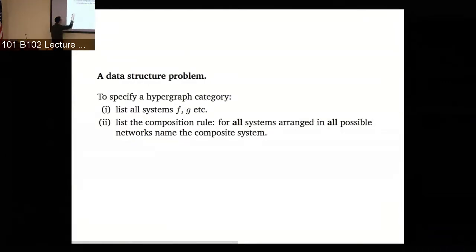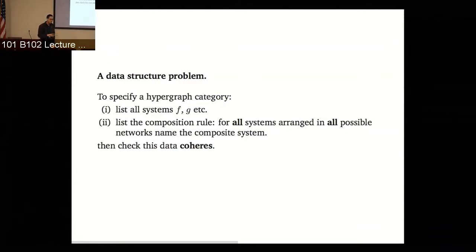But then you need to list the composition rule, which says that for all systems arranged in all possible networks, you need to be able to name what the composite system is. And then after you do all that, you need to check that this data coheres, so it actually does form a network language. The reason it's called a hypergraph category is that it's slightly easier than this.